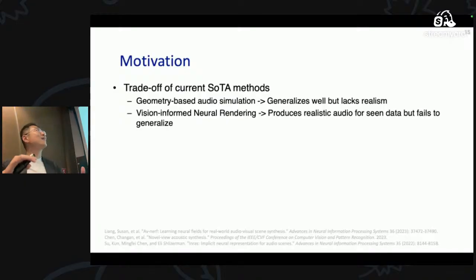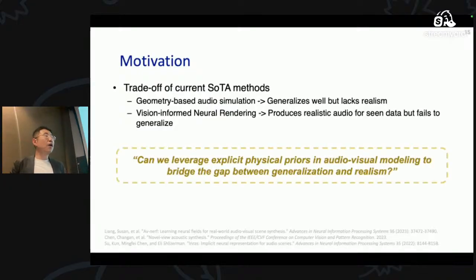But the drawback is that it lacks realism, because they don't capture those material properties. They don't capture existing sound noises in this room. For example, this machine here, there is some sound over there, but if you don't collect a real example in this room, you don't know. Okay. Now, our second hypothesis, second exploration, is to see whether we can leverage explicit physical priors in this audiovisual modeling to bridge this gap between generalization and realism.